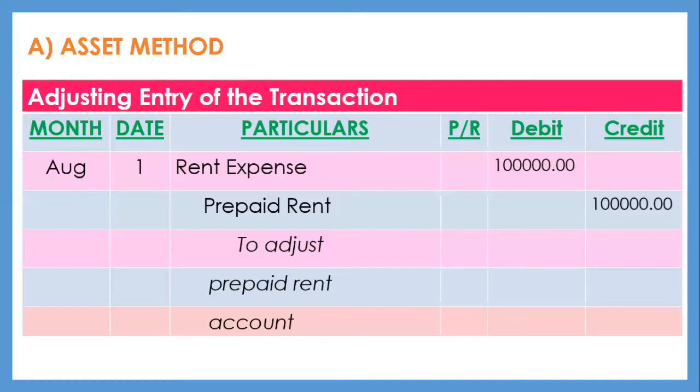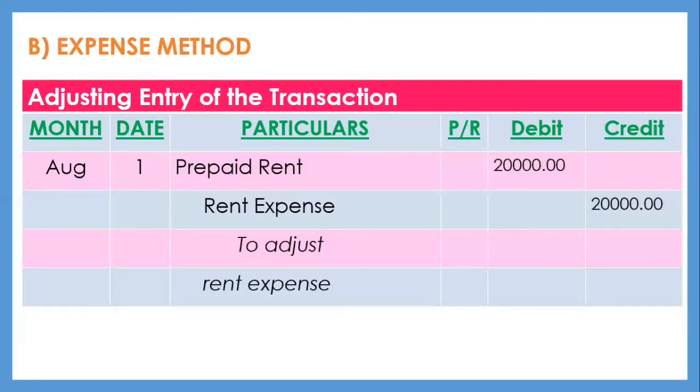And since rent expense is an expense account, that is why we need to debit it. And prepaid rent should be credited. And the brief description is to adjust the prepaid rent account. And on the other hand, if the company makes use of the expense method, then the adjusting entry will be prepaid rent debited 20,000 pesos and rent expense credited 20,000 pesos. And the brief description is to adjust rent expense.